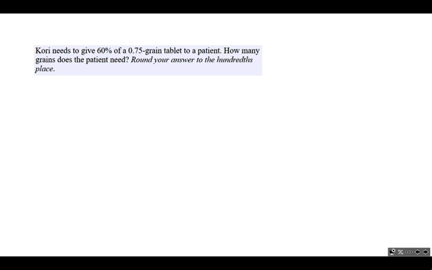Let's highlight the important information in this problem and go ahead and read through it. Corey needs to give 60% of a 0.75 grain tablet to a patient. How many grains does the patient need? And we need to round our answer to the hundredths place.